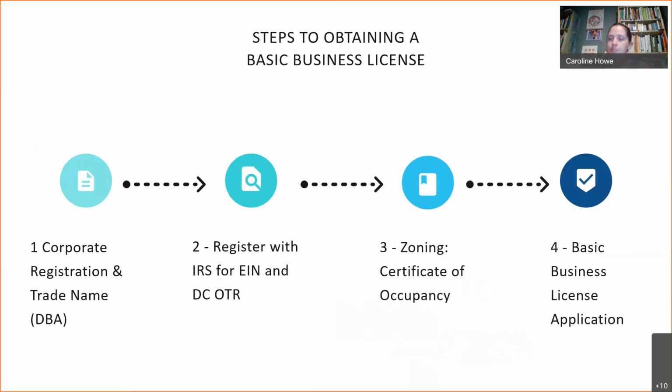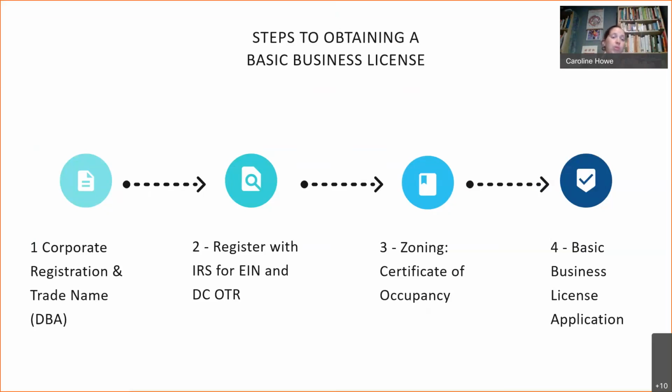So in terms of then getting into these logistics, the steps to obtaining a basic business license in the district is first to register a corporate registration and or a trade name. So doing business as. If you're registering a business that is currently just you and you want to register as a sole proprietor, you can create a name for your business by registering a trade name. So Caroline Howe, doing business as Climate Solutions. So that would be registering your trade name.